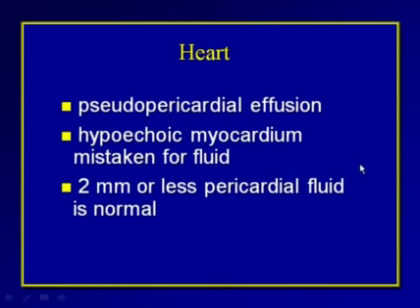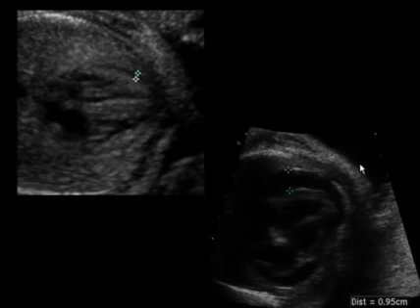When looking at the heart, remember that pericardial fluid is normal if there's less than 2 millimeters. It's not defined as a pericardial effusion until it's larger than 2 millimeters. And be careful not to mistake the hypoechoic myocardium as pericardial fluid. So what do I mean by that?